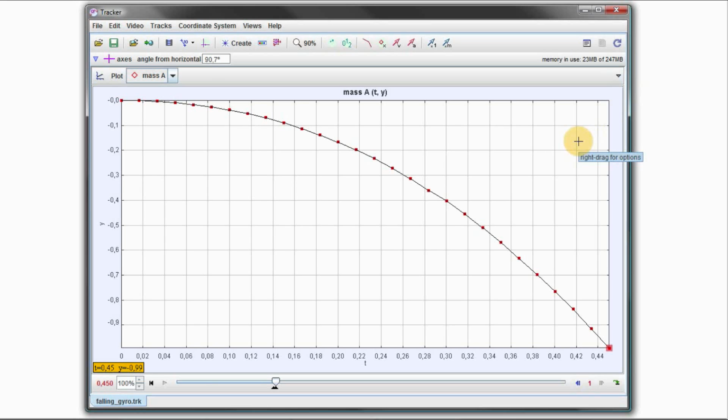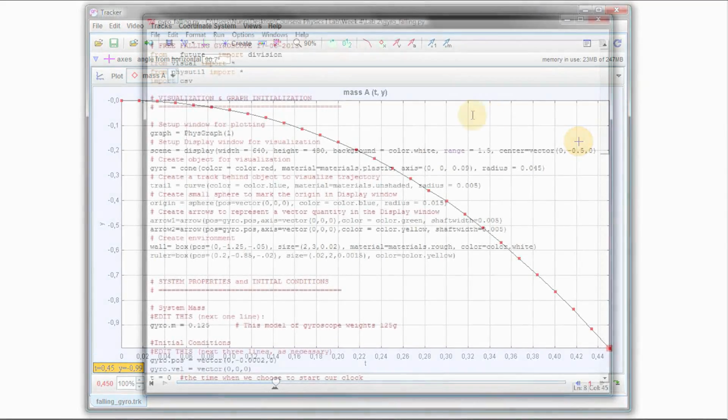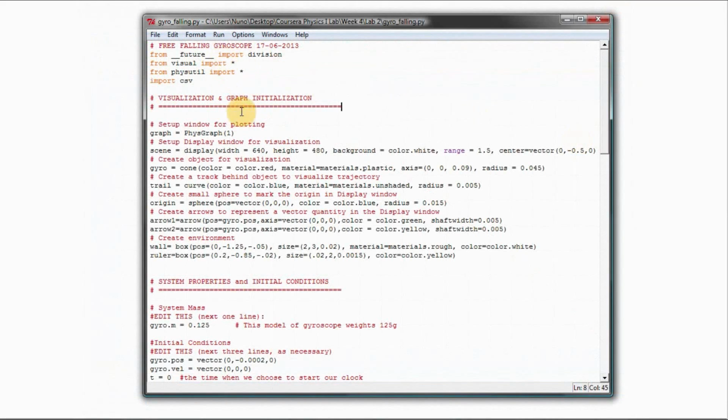From the graph of y versus t, it can be seen that the position does not change proportionally with time. At the same time intervals, the observed y position is increasing in absolute value. Alright, now let's see how this model behaves.